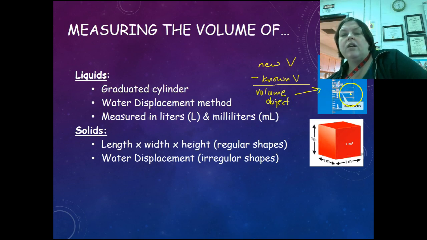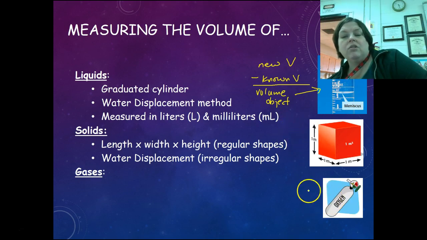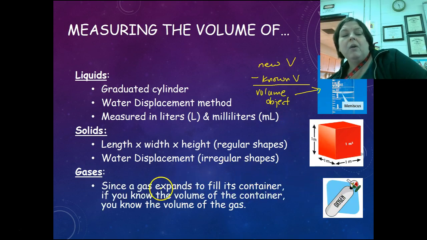But it requires a graduated cylinder that the object can fit into, that we can very precisely measure the volume of. Gases, like oxygen, would be in tanks, but we know that gases expand to fill the container that they're in. So the volume of the container is the known volume of the gas. If it's a 3-liter container with a gas in it, the gas has a volume of 3 liters.